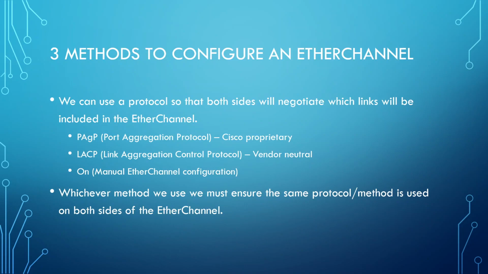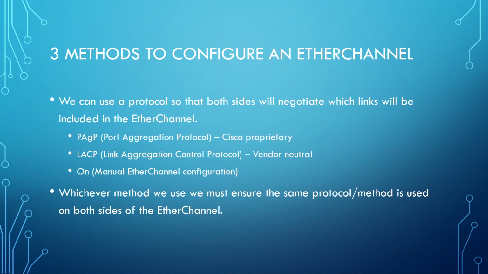Now, there are 3 methods when configuring an EtherChannel. We have 2 methods, which are essentially 2 protocols, which allow the switches to negotiate. The switches talk to each other and say, these are the links that I want to put into the EtherChannel. That's what the negotiation protocols allow them to do.